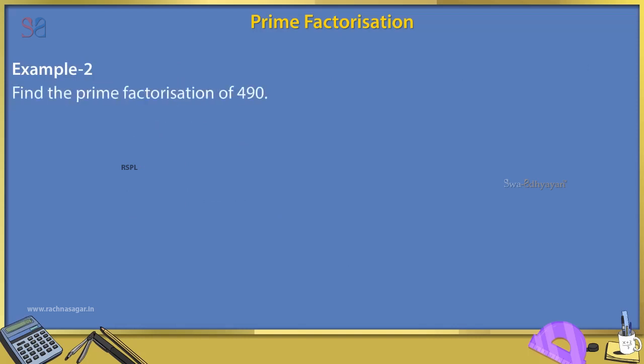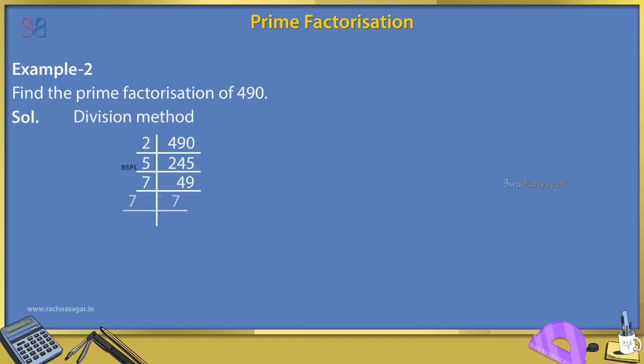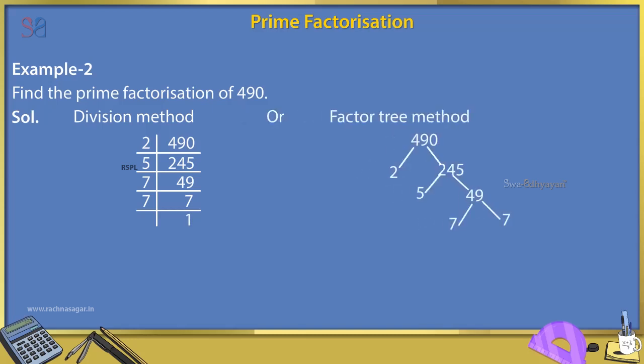Example 2. Find the prime factorization of 490. Solution. Division method or factor tree method. Thus, 490 is equal to 2 multiplied by 5 multiplied by 7 multiplied by 7.